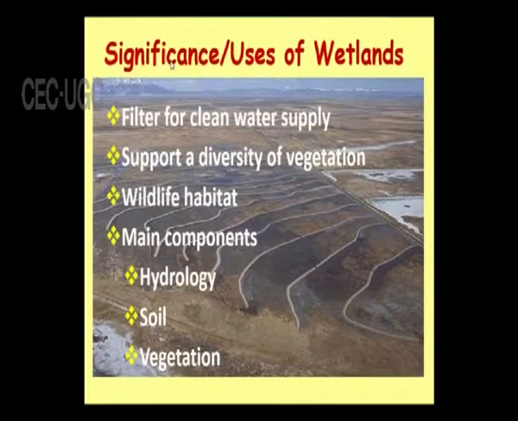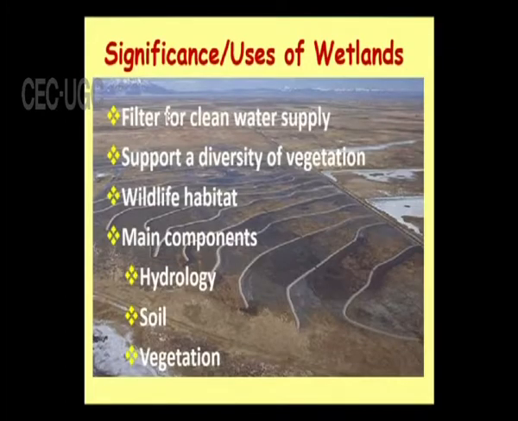Now, the significance or uses of wetland: why are we particularly concentrating on the wetland ecosystem? It is one of the most important ecosystems of the environment. It is called the kidney, because actually it is a cleaning agent. It is neither the marine ecosystem nor the land ecosystem, it is in between, and it does a lot of functions, and therefore it is one of the most important ecosystems on the earth.